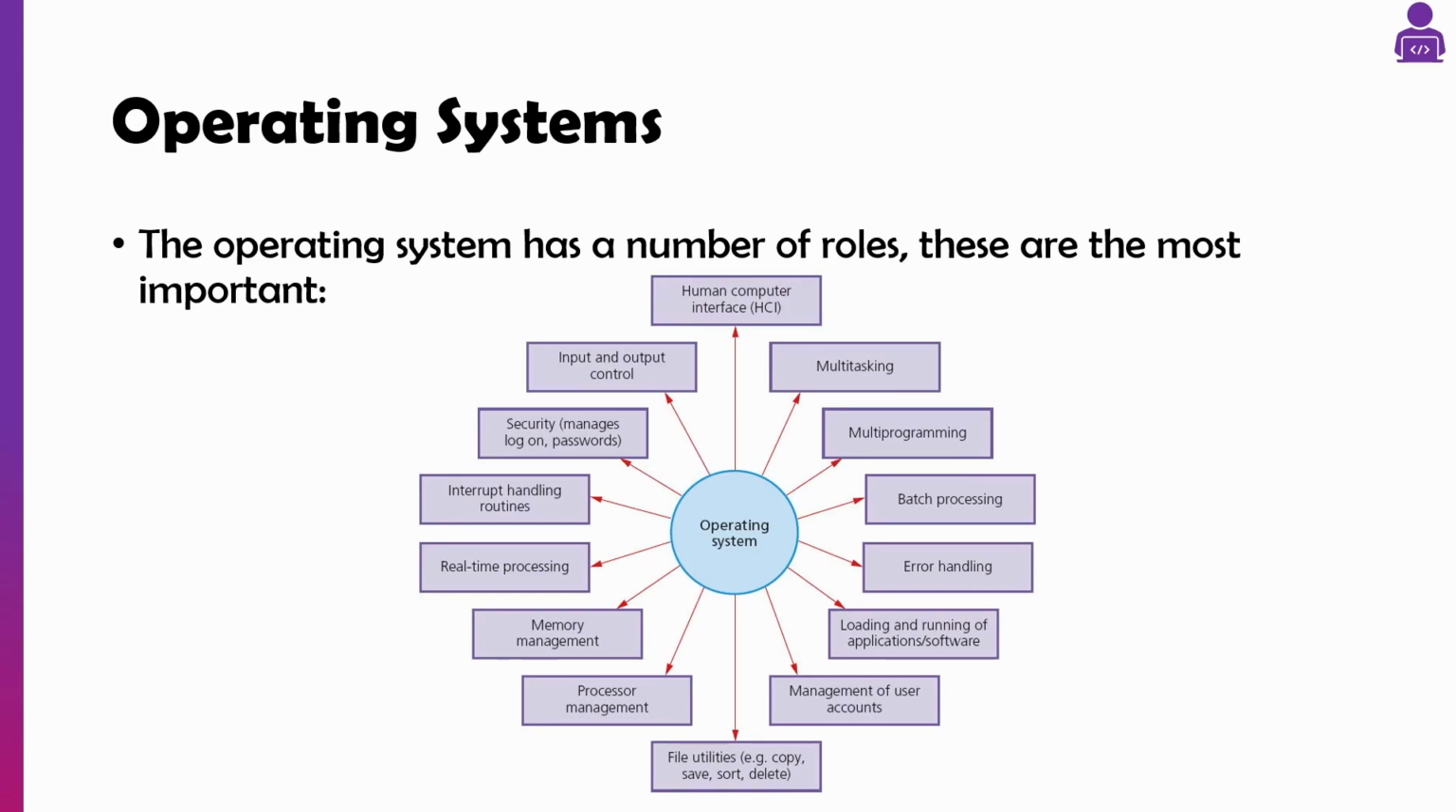So your operating system does lots of things. It does your user interface, which is your HCI. It has input and output control. It allows you to log on. It handles any interrupts. It does processing for you. It does batch processing, multi-programming, multitasking, process management. It has lots and lots of stuff.